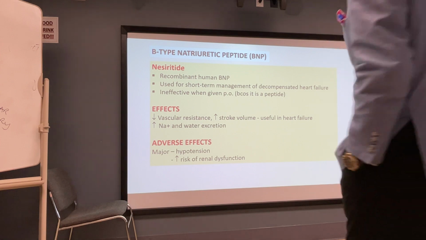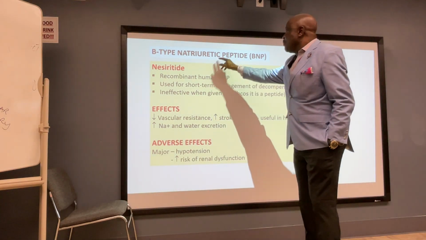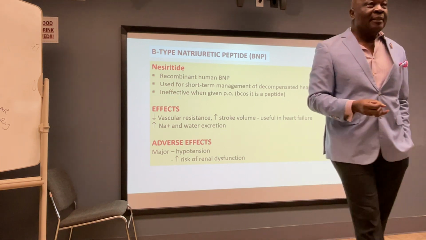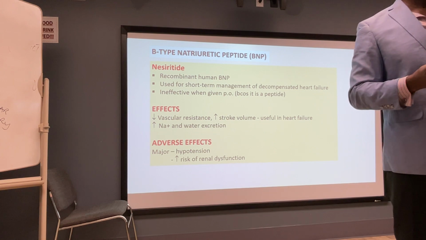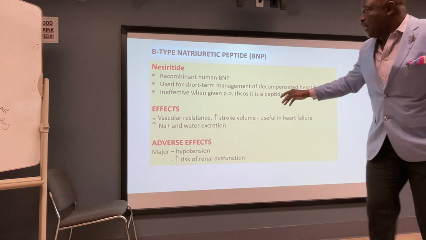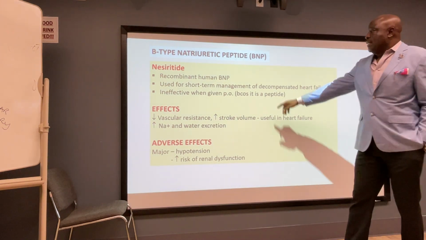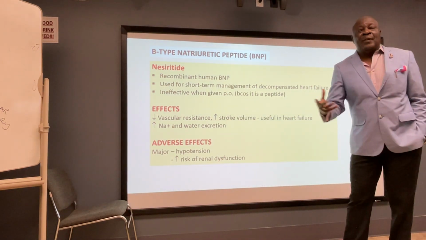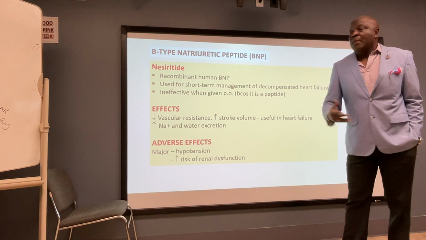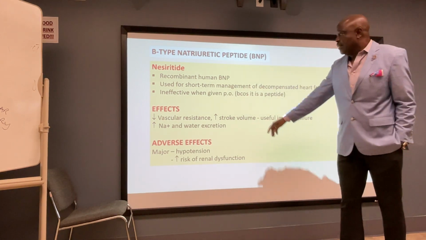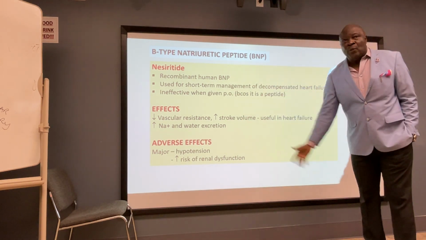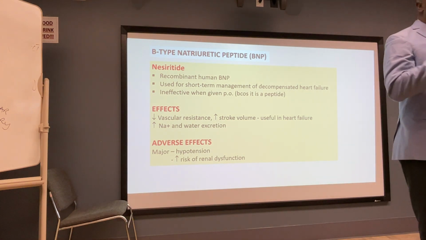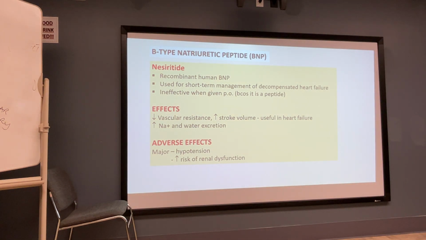Okay, good. So in this case, since we have a natriuretic peptide, you are going to decrease the preload, right? Because you are reducing intravascular volume. That's why you use it in heart failure. And because it also causes vasodilation, that would be another reason for which you will use it. This is ineffective when you give it orally. And you know why? Because it's a peptide. Peptides get degraded when you give them orally. That's why you don't give it orally.